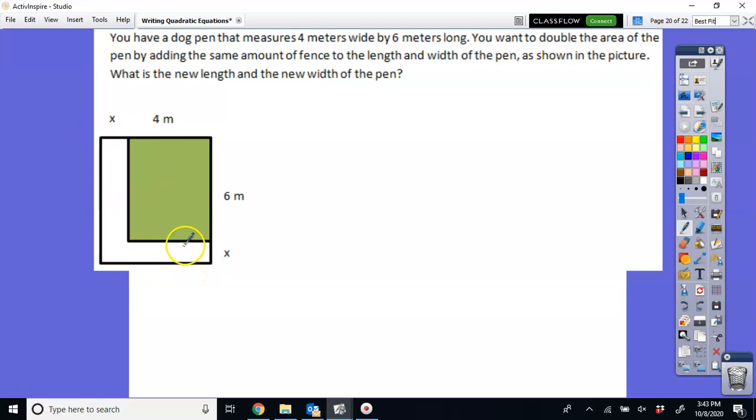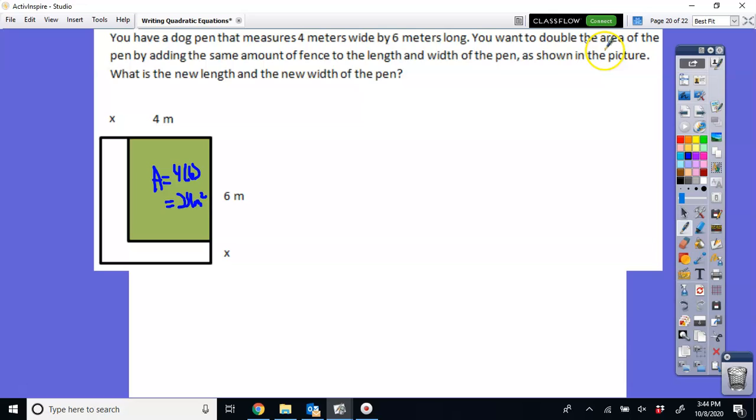Notice that this picture is probably not drawn to scale, meaning it's not an accurate picture of what that is actually going to look like in shape. But I know I'm going to add some length this way and add some length this way to make my pen bigger, double the amount of area. What's the area right now? The area right now is 4 times 6, length times width, right? It gives me 24 meters squared, right? So right now it's 24.